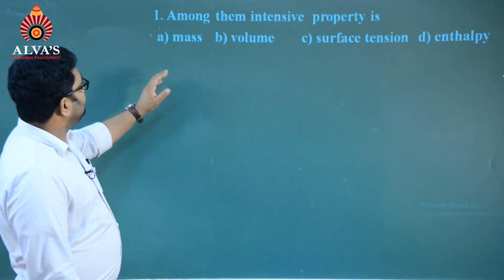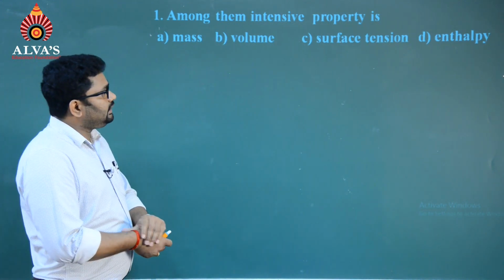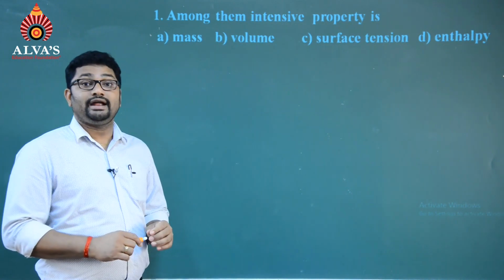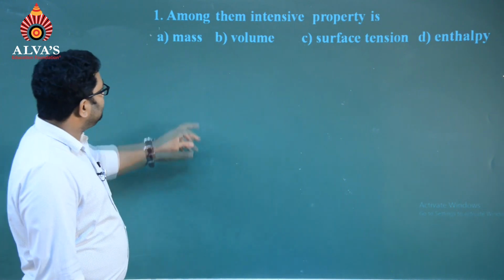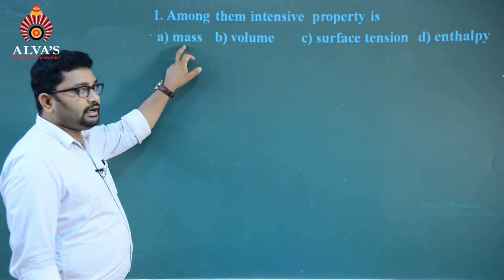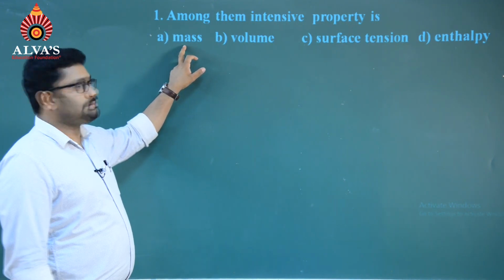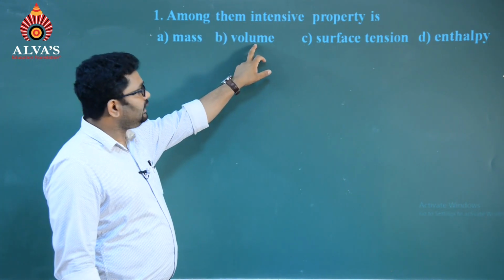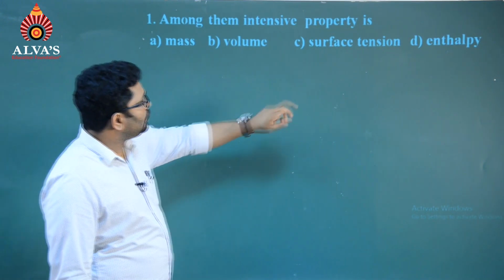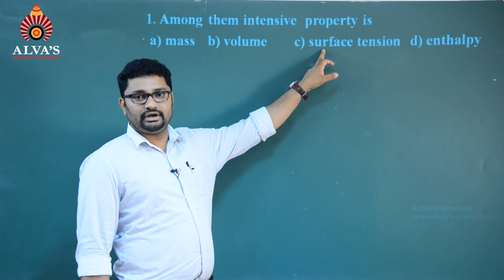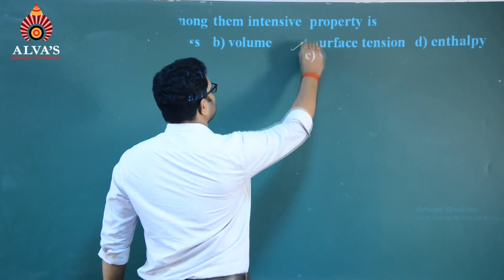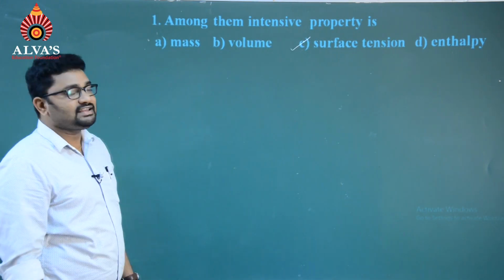Question number 1. Among them, intensive property is. Students, intensive properties are the properties which don't depend on the quantity of the substance. Here, mass is an extensive property, the property which depends on the quantity of the substance. Volume is an extensive property and enthalpy is also an extensive property, but among the 4, surface tension is an intensive property which doesn't depend on the quantity of the substance. Hence, the answer for question number 1 is C, surface tension.